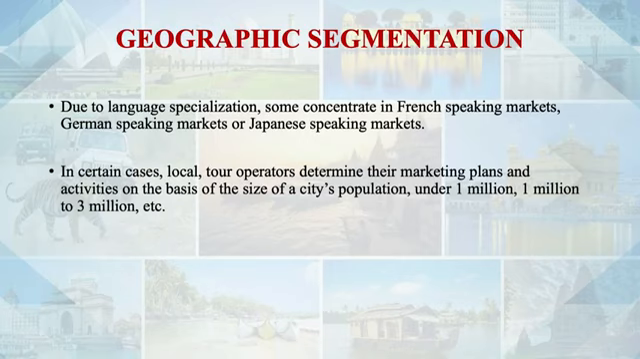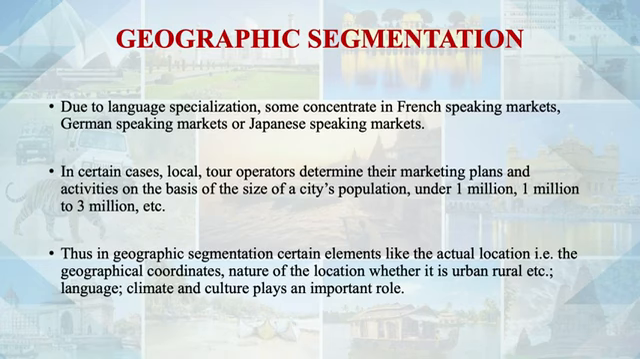And in certain cases, local tour operators determine their marketing plans and activities on the basis of the size of the city's population. Say they are targeting a city which has under 1 million people, or 1 million to 3 million people, etc. Thus, in geographical segmentation, elements like the actual location, that is the geographical coordinates, or the nature of the location, whether it is an urban area or a rural area, language, climate, and culture all play a very important role.